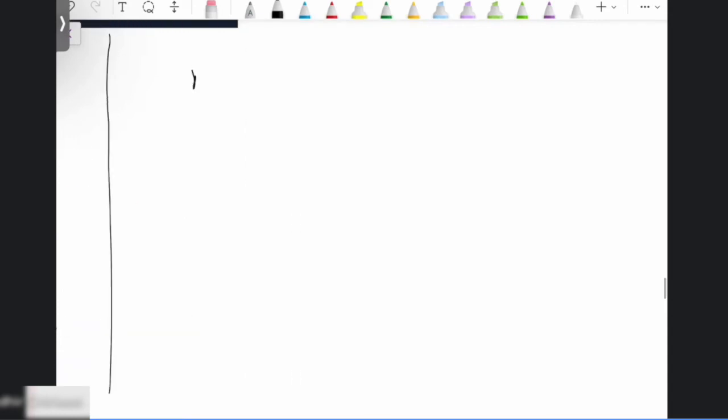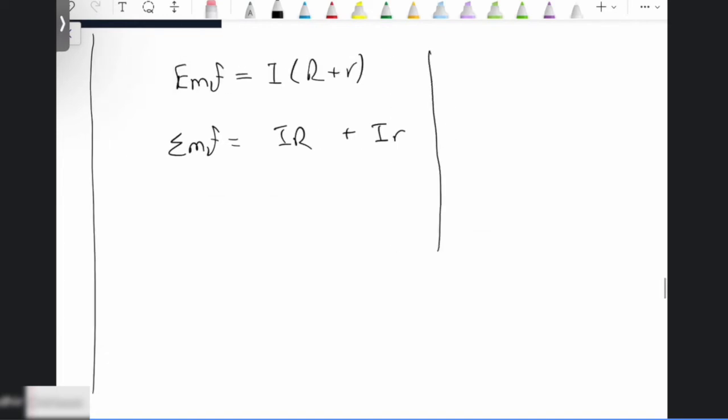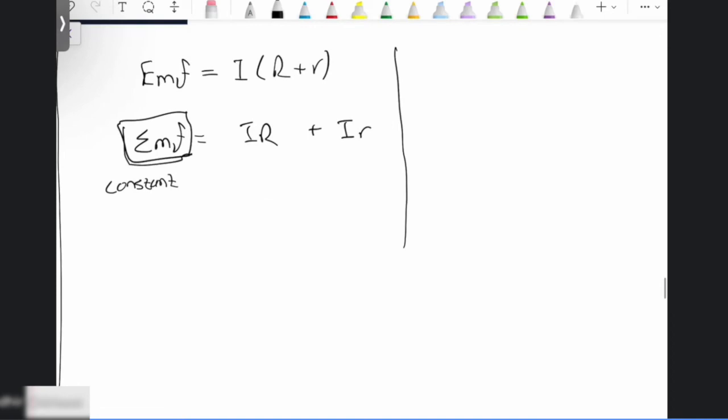Okay, so let me just re-explain this here. EMF is equal to I times big R plus I times small r. I'll explain where all of these formulas are coming from. This EMF, remember, is always going to be constant. It's the maximum output of the battery in terms of voltage.